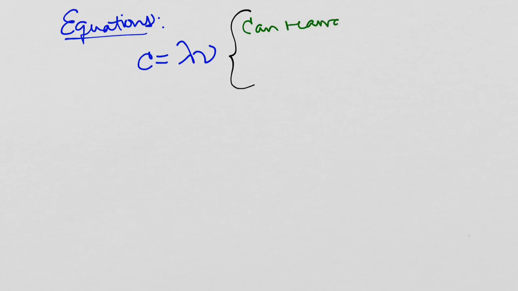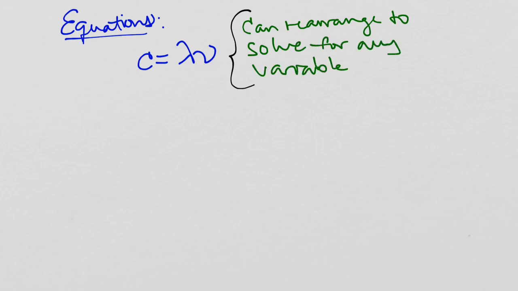So, here we go. C, the speed of light, equals lambda nu. C equals lambda nu, and you can rearrange to solve for any variable.